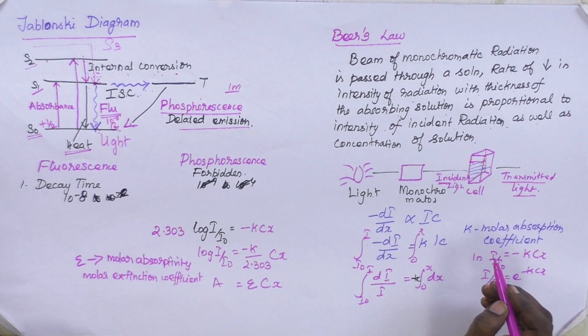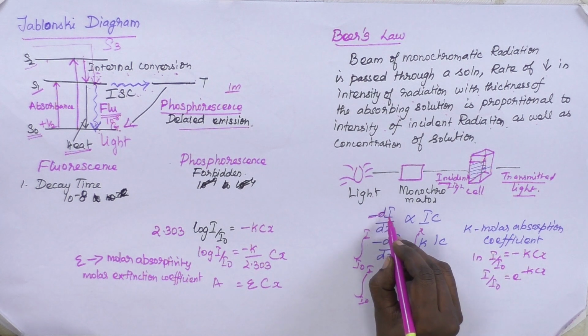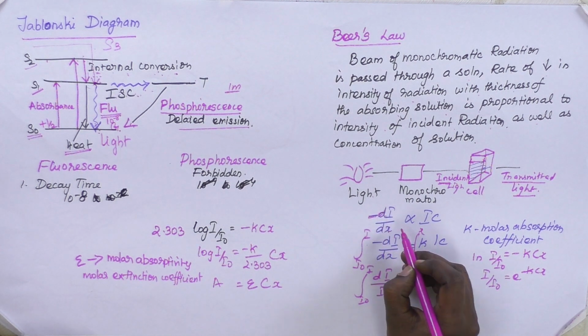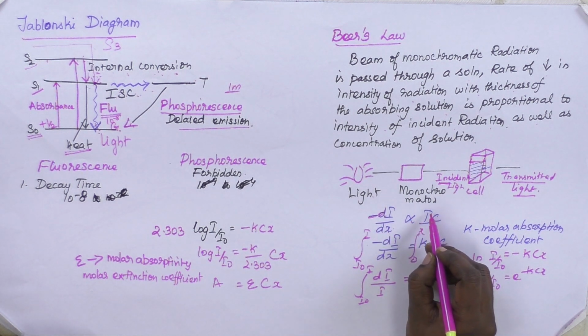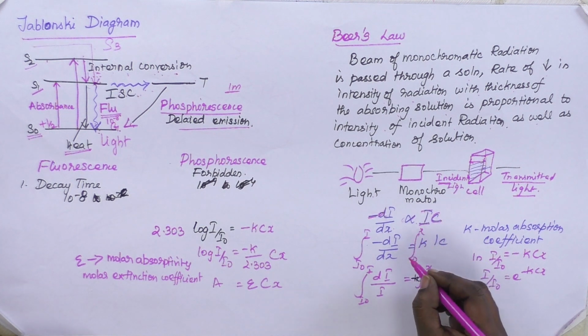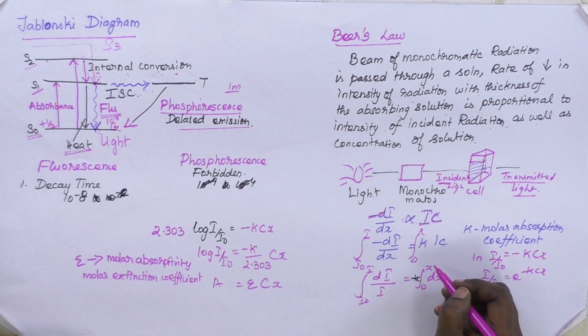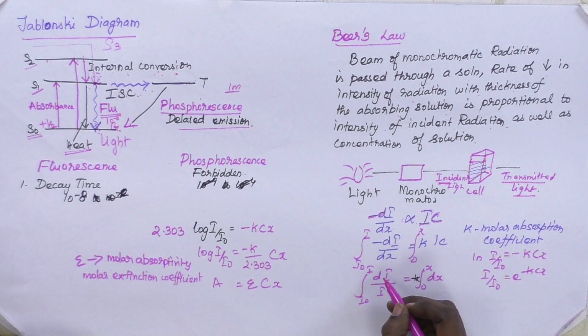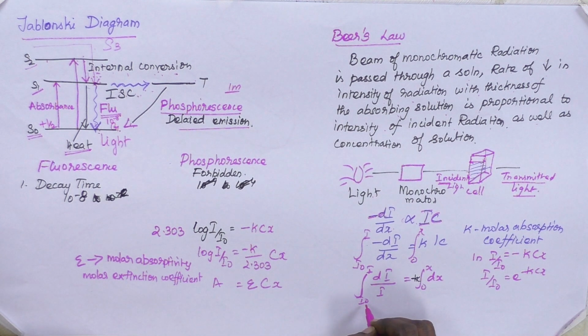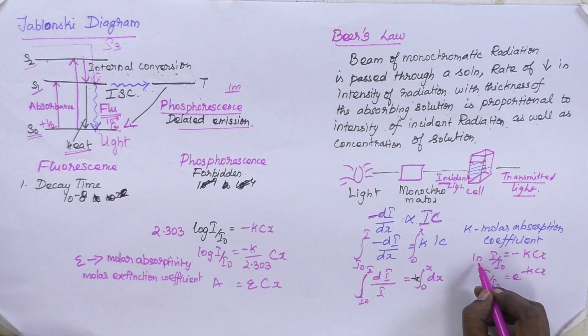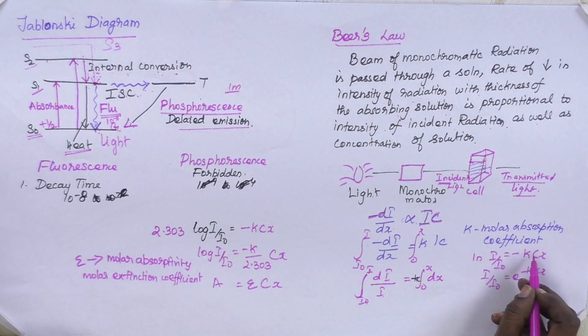We observed that the decrease in the transmitted light with respect to the path length is directly proportional to the intensity of incident radiation and the concentration of the medium. Now we solve this equation mathematically. First we integrate from I naught, the initial radiation, to I, the transmitted radiation: integral of dI by I equals minus kc times integral of 0 to x dx. After integration, we get ln I by I naught equals minus kcx.